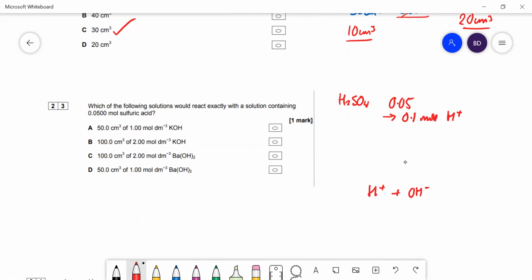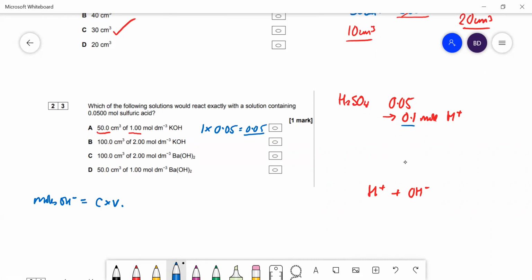Okay. So here, how many moles of OH- have we got? We've got 50 centimeters cubed of 1 mole per decimeter cubed solution. So for that one, moles, of course, is equal to concentration times volume, so moles OH-, we've got 1 times 0.05. Right, so this one's wrong because we need 0.1. We've only got half enough.